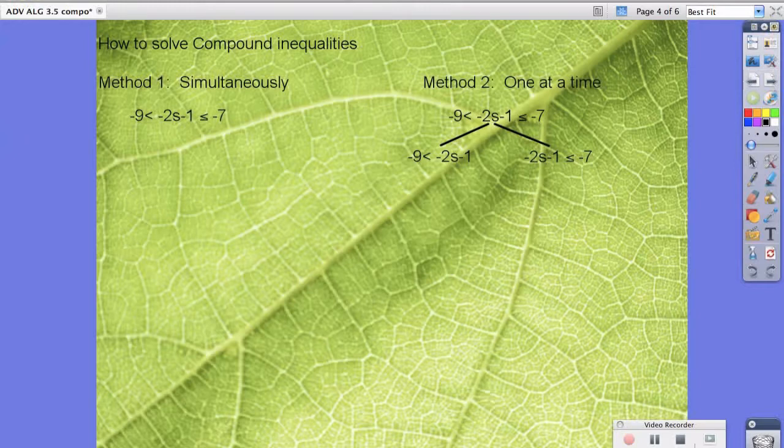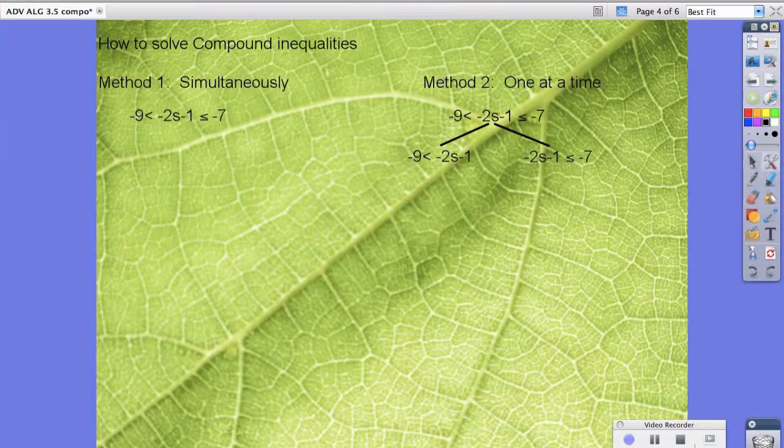For solving compound inequalities, we have two methods that we can work with. Method 1, which I tend to prefer, and I'll tell you why in a sec, is solving them simultaneously. Method 2 is solving them one at a time. I like using method 1 because it's faster and I feel like it's more efficient. It means we're not doing the same step two times in a row. So let me show you what I mean by that.